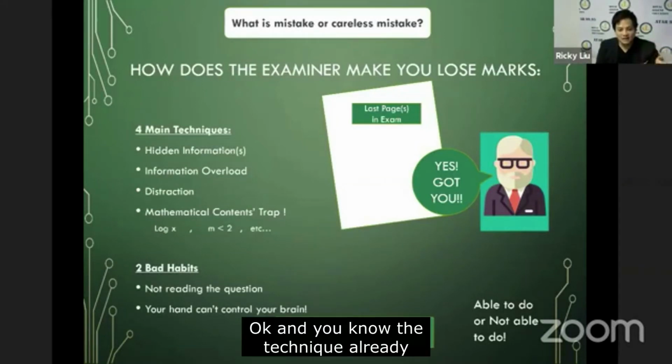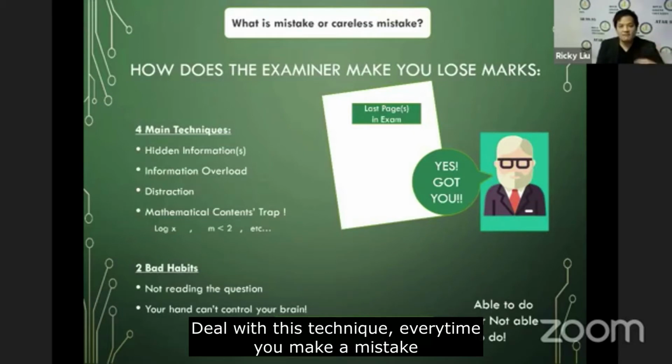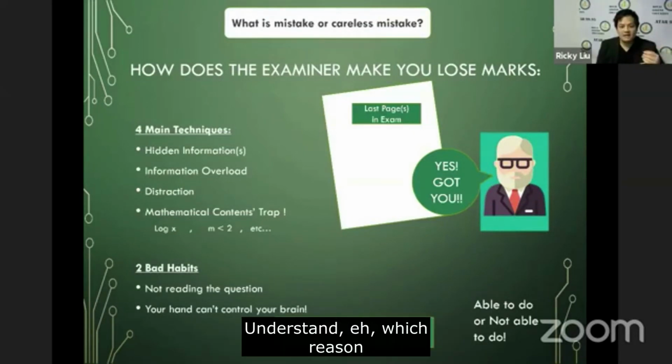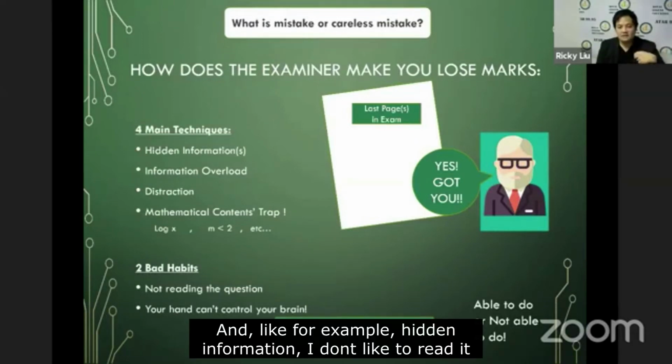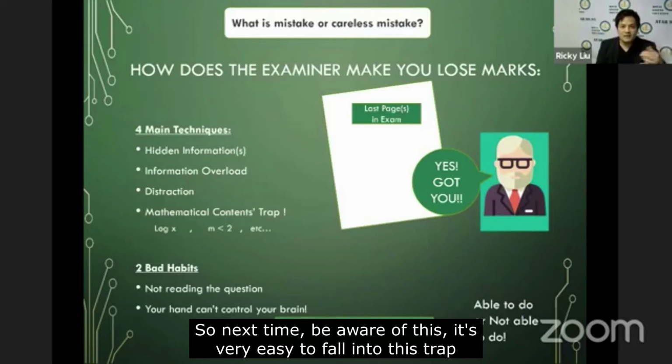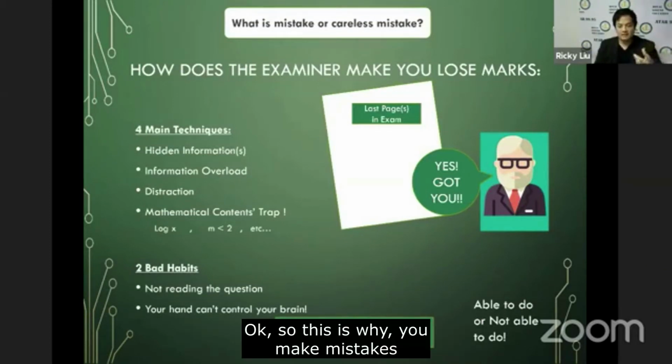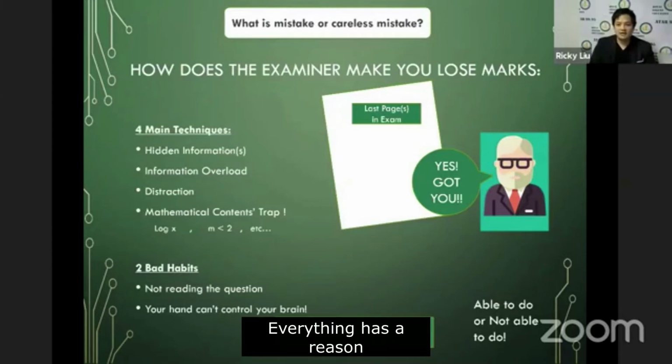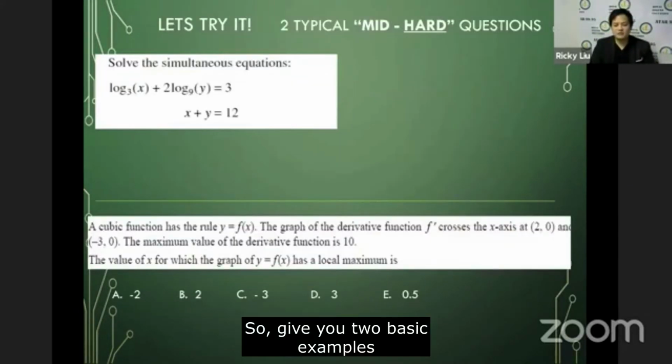And you know the technique already. Deal with this technique. Every time you make a mistake, understand the reason why you made this mistake. For example, hidden information, I don't like reading. So next time, beware of this. I'm very easy to fall into this trap, okay? So this is why you make a mistake. Everything has a reason. So I'll give you two basic examples.